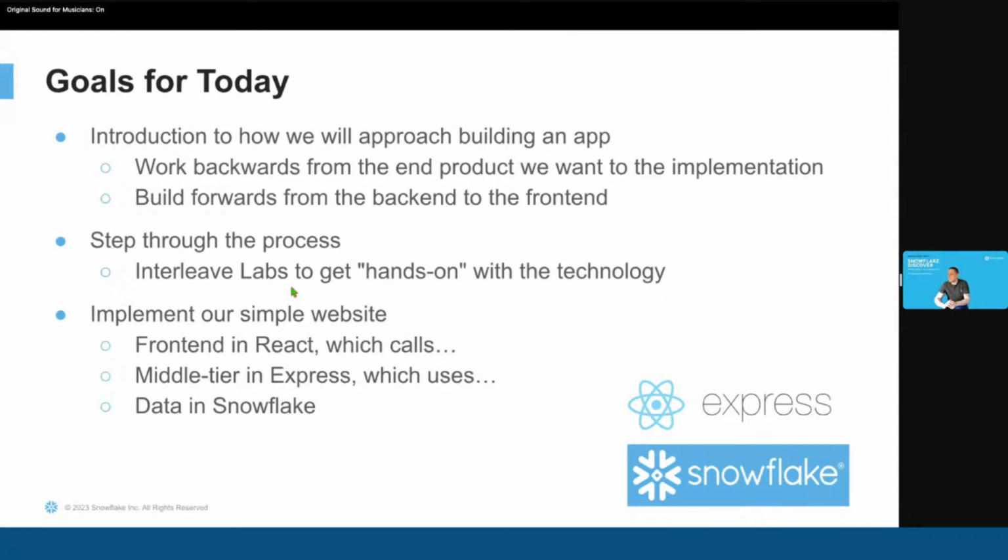And we're going to implement our simple websites. So we're going to do a front end, which is in React, it'll call a middle tier in Express.js, which will use data in Snowflake. And as Venkat will say later, this is what we've chosen, right? What you choose to implement your front end and middle tier in is absolutely up to you. We will meet you where you are, right? So we've just chosen to implement it in this.